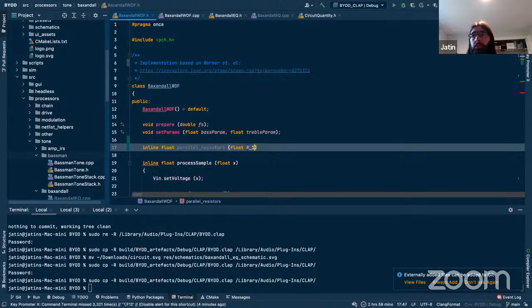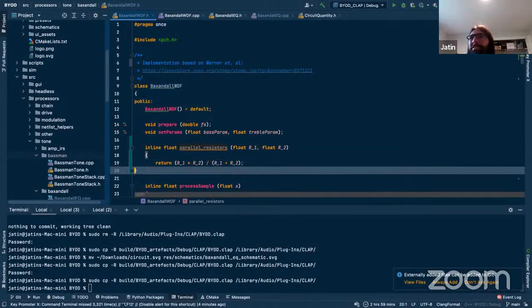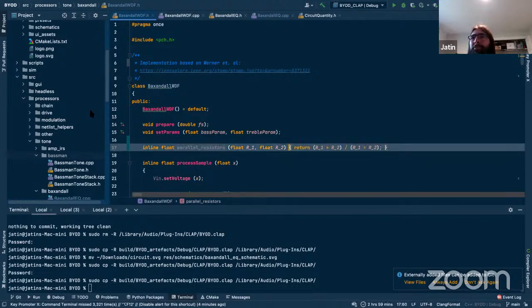Float R1, float R2, and the combined resistance of two parallel resistors is going to be R1 times R2 over R1 plus R2. And the reason I have that memorized is because I used to be an electrical engineer, and that was required reading for us. But anyway, I'll make this a one-liner here.